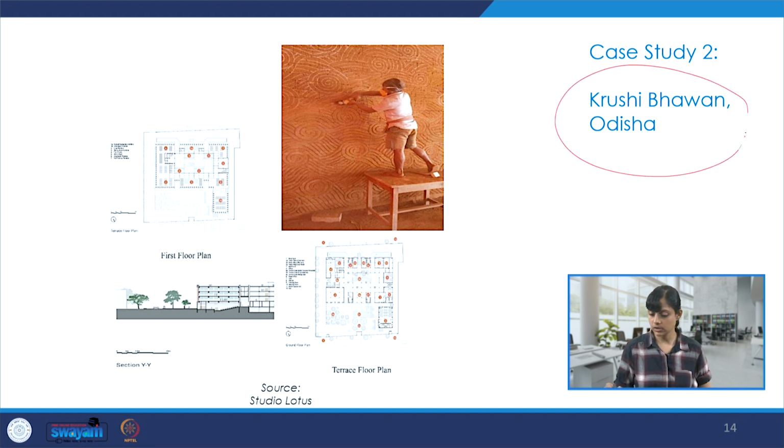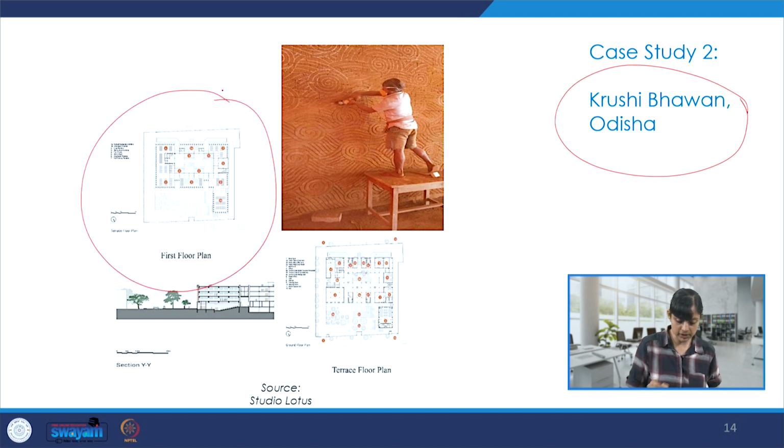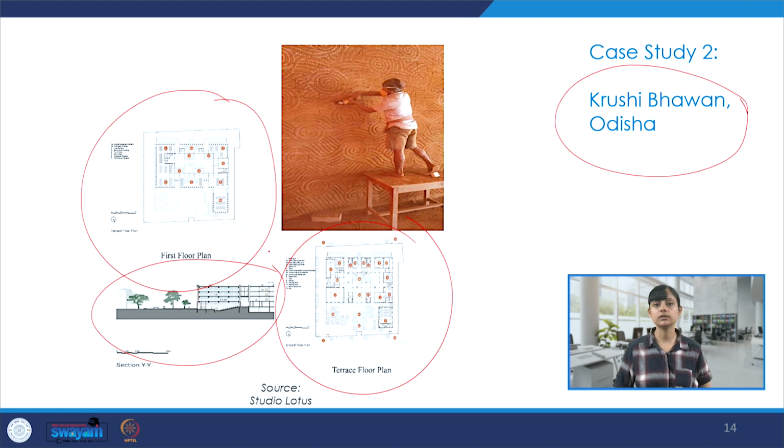We also saw this very interesting project, Krushi Bhavan Orissa, and you will see it repeated a few times during my discussions. I like it very much, focusing on different aspects of interior design. This is done by Studio Lotus, and we tried to understand the usage of stone, the local stones available in Orissa, Kondalite, and what are the specific unique details of this project.